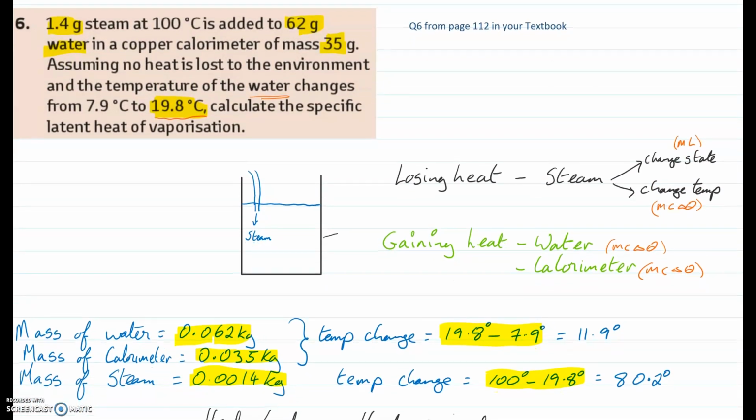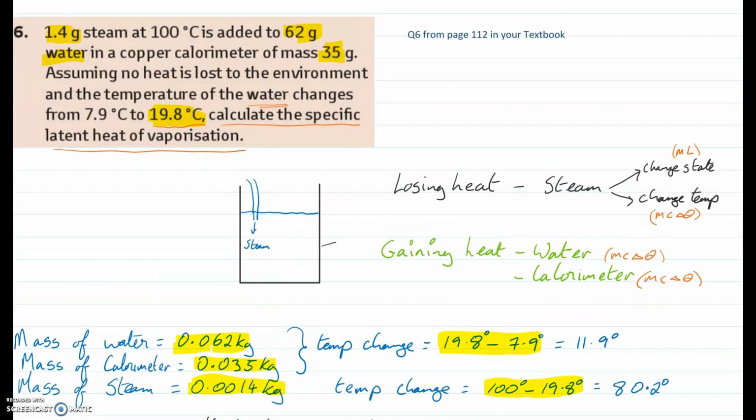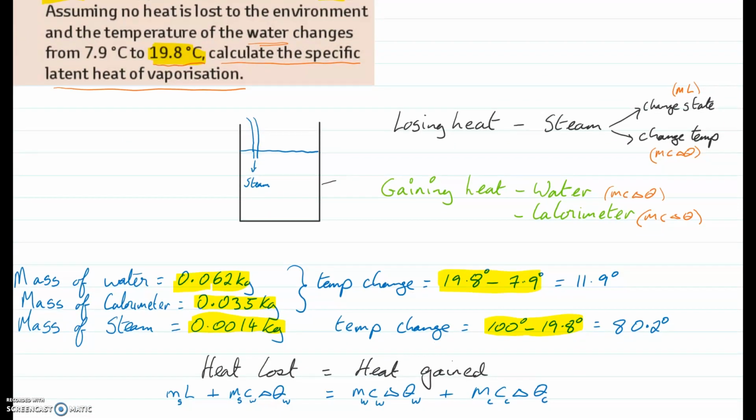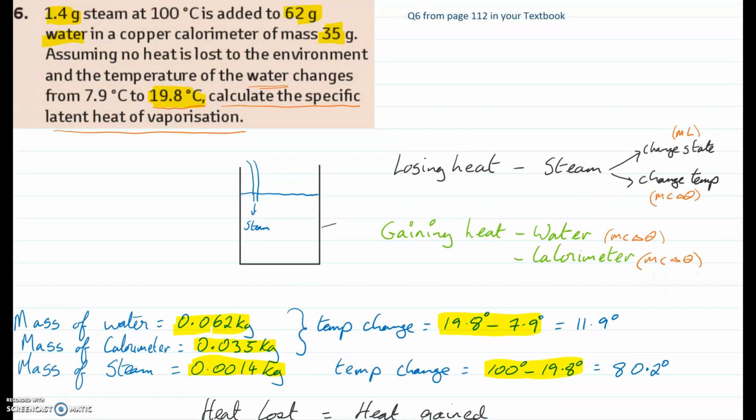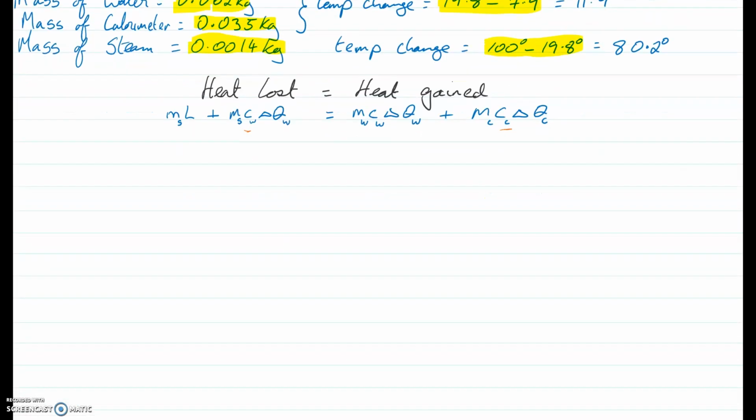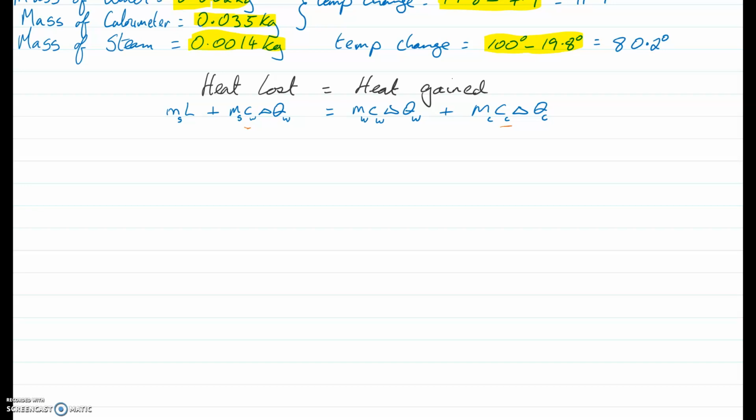Now, an important part. What are they asking you in the question? And usually I would deal with this at the very beginning. The specific latent heat of vaporization. That's what you don't know in this. I don't have them listed here, but in your book they give you the specific heat capacity of water and of the copper in the calorimeter. So I'm just going to write these out here.